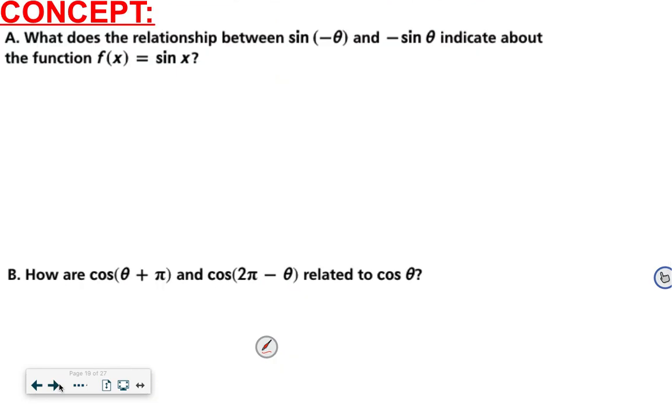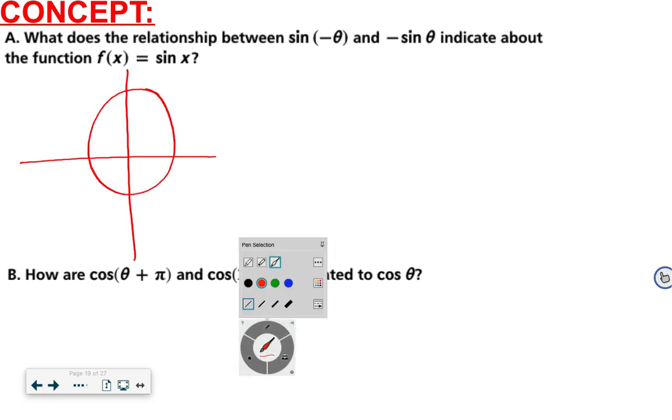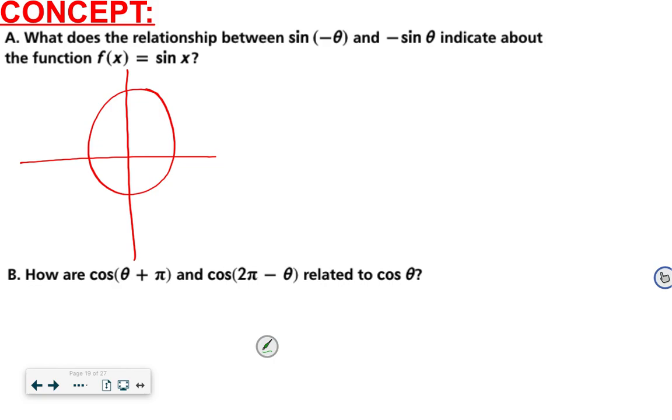What does the relationship between sine negative theta and negative sine theta indicate about the function f of x is sine x? Ladies and gentlemen, to be able to prove this, the best method is the unit circle. Let's graph a unit circle. When you have a unit circle with the angle theta, let's say that this is theta, this is negative theta. This is the reference angle.